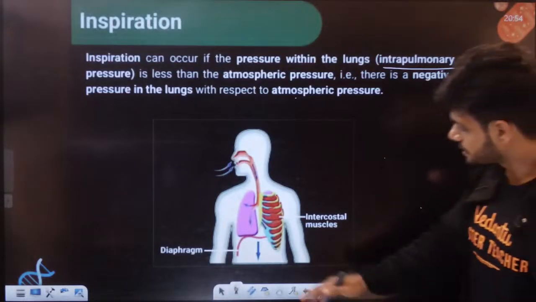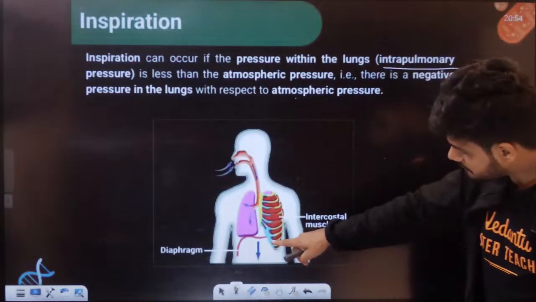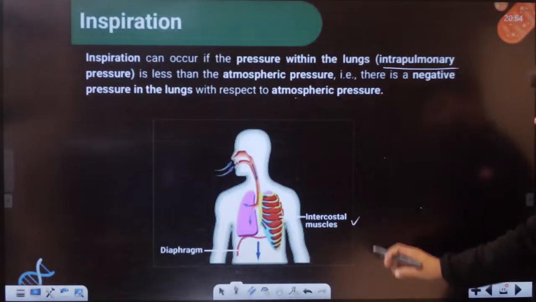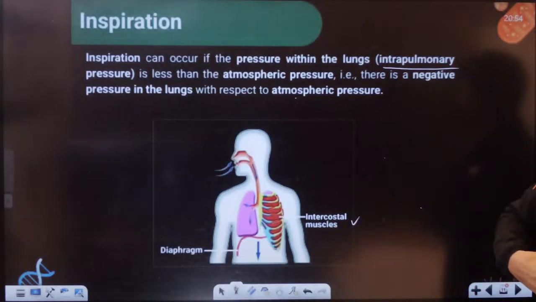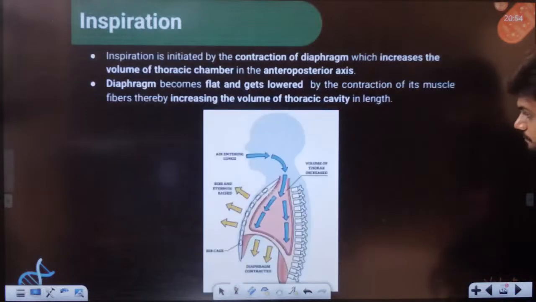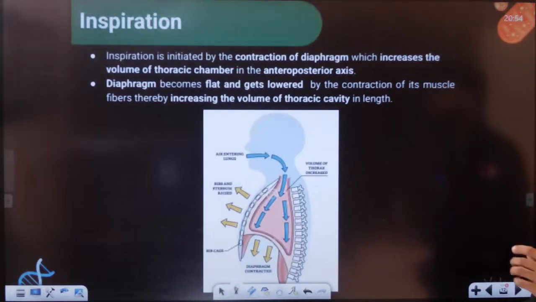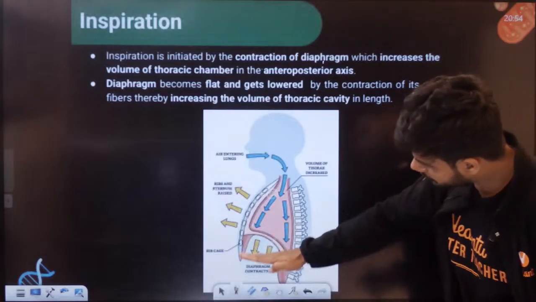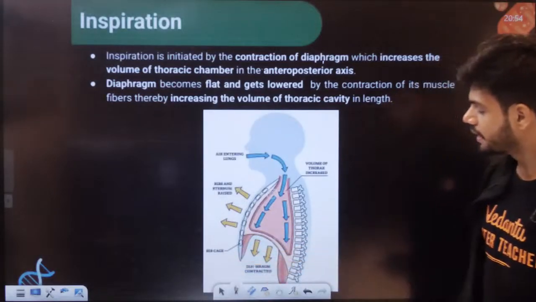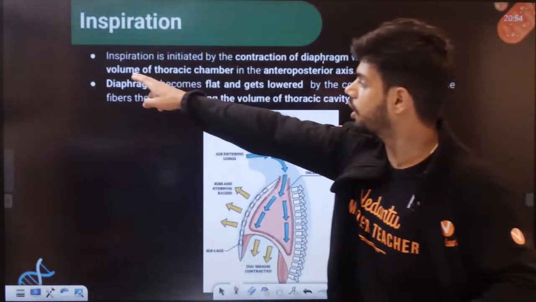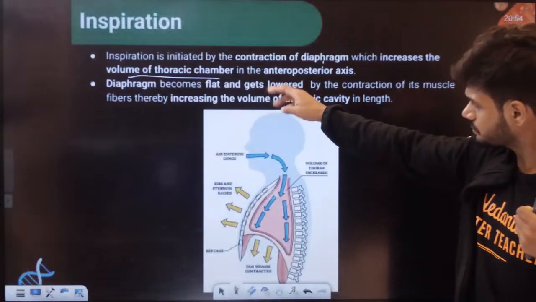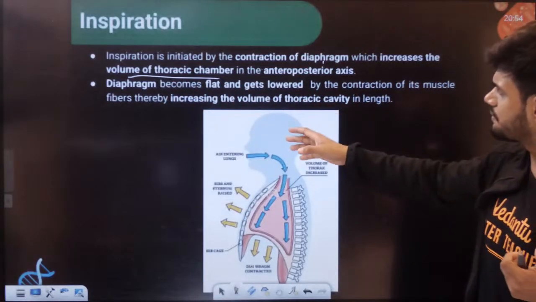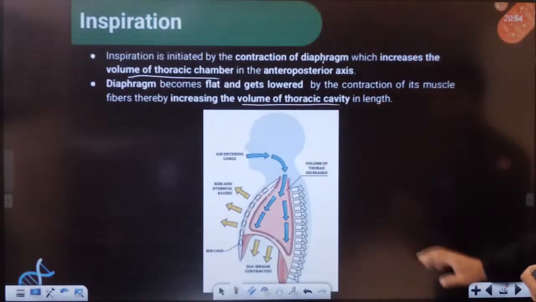See, students, what is the diaphragm doing? The diaphragm is going down and becoming straight. And intercostal muscles will also undergo expansion. Inspiration is initiated by contraction of the diaphragm. If the diaphragm becomes straight, what happens? Volume of the thoracic chamber increases, along with the muscles, the volume of the thoracic cavity increases.